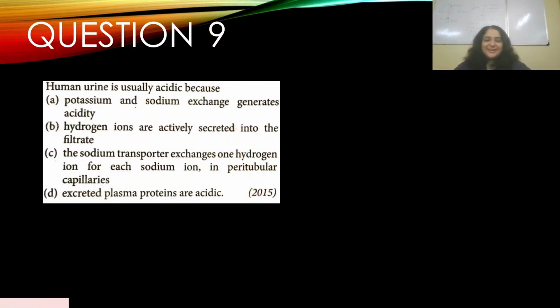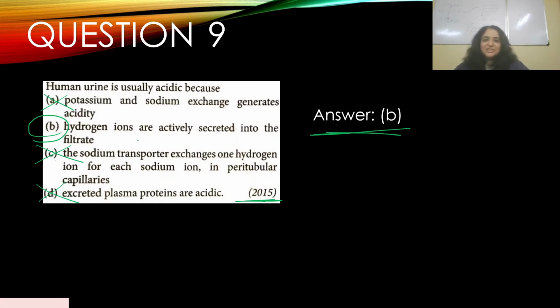Okay, so question number 9. Human urine is usually acidic because, this appeared in 2015. A. Potassium and sodium exchange generates acidity. No. B. Hydrogen ions are actively secreted into the filtrate. Yes. C. Sodium transporter exchanges one hydrogen ion for each sodium in the peritubular capillaries. Well, there is a sodium and hydrogen counter transport mechanism, but it does not happen in the peritubular capillaries. So C is incorrect. And D. Excreted plasma proteins are acidic. No, that's clearly incorrect. So the answer is B.